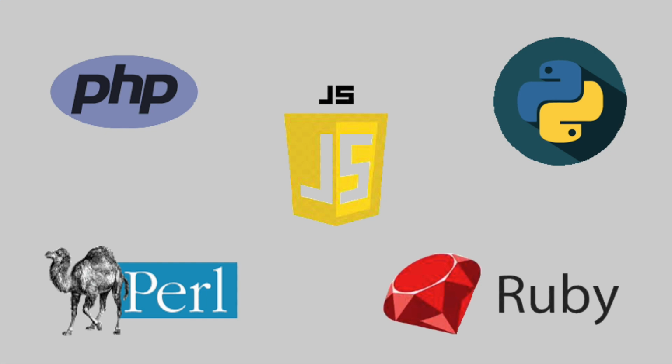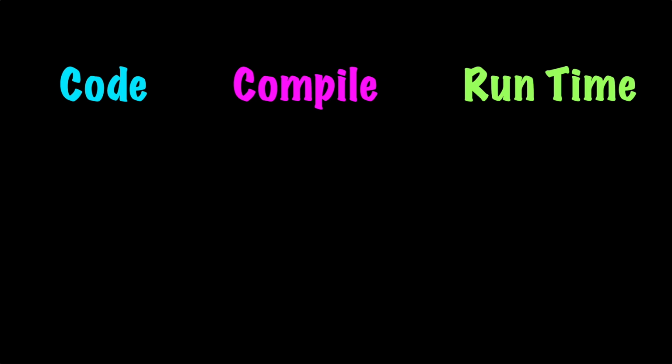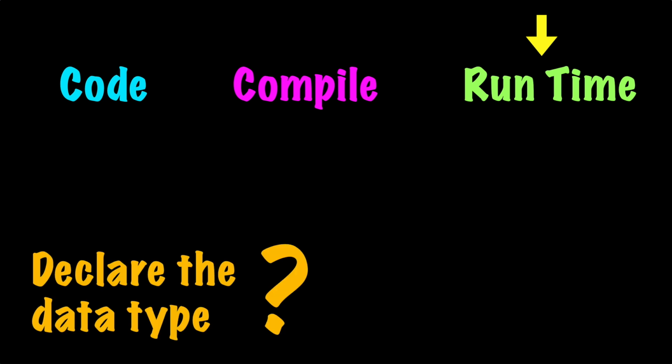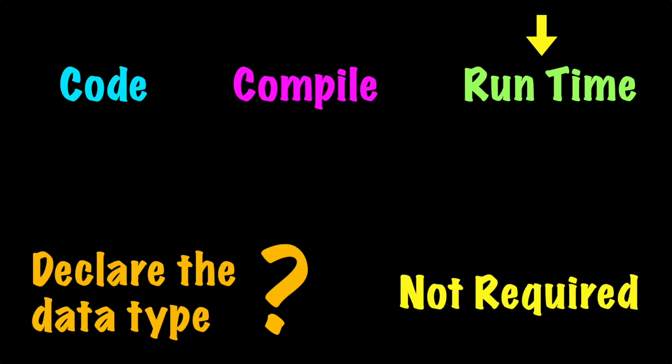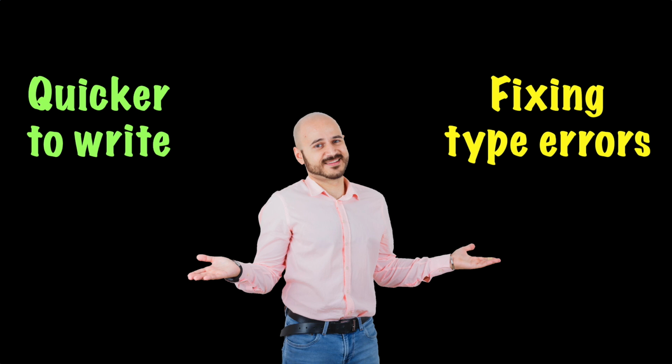Here are a few common dynamically typed languages. They perform data type checking at runtime. Declaring the data type of the variable is not required. The code can be written a little quicker, but can be more time-consuming to find and fix type errors.